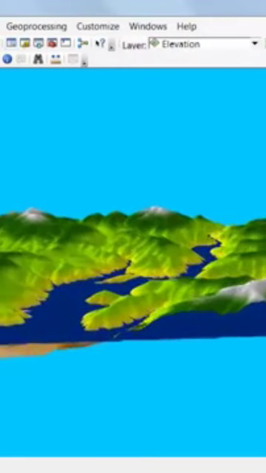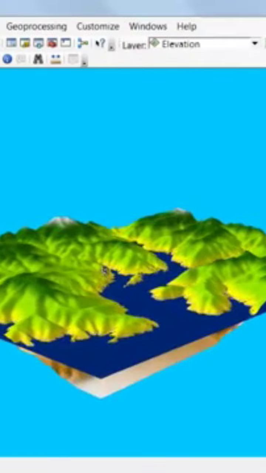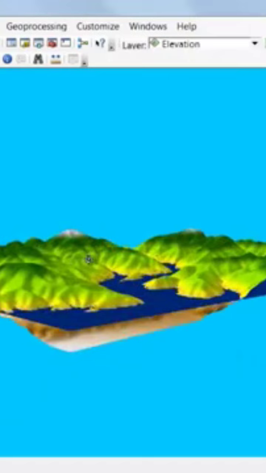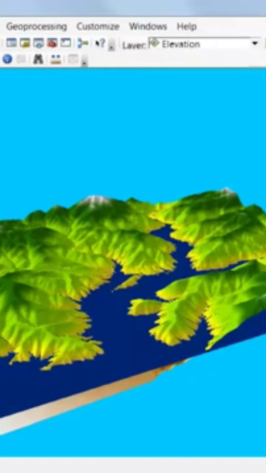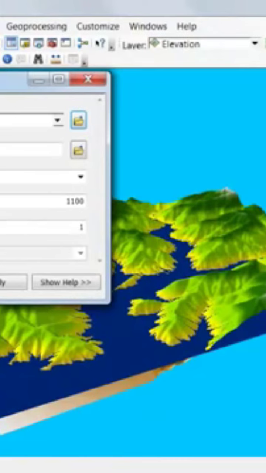This plane intersects the surface and represents the water level of the reservoir. To calculate area and volume, I'll open the Surface Volume tool. Elevation is our input surface. We want to get the volume below the proposed water height, so I'll choose below for the reference plane. The water level is 730 meters, so I'll type that value for the plane height and then click OK.